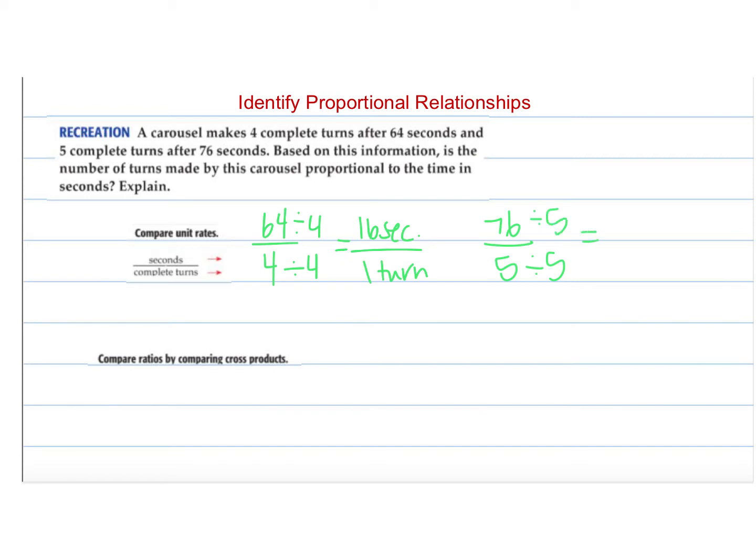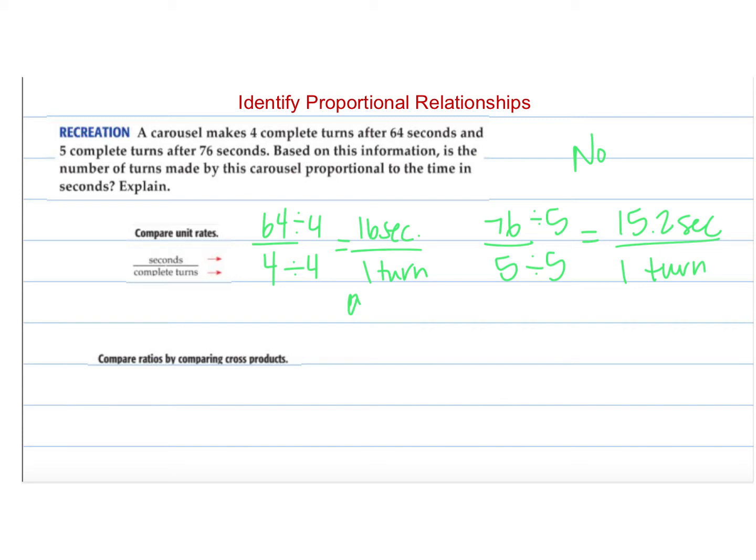On the other side, we're going to divide the top and bottom by the bottom number, which is 5 in this case. So 76 divided by 5, which is 15 and 2/10 seconds for 1 turn. So based on that information, no, they are not equivalent, or they're not proportional. So no, and where it says explain, well, it takes longer to do more turns when there's 4 turns. The other way is to compare the ratios by comparing cross products.